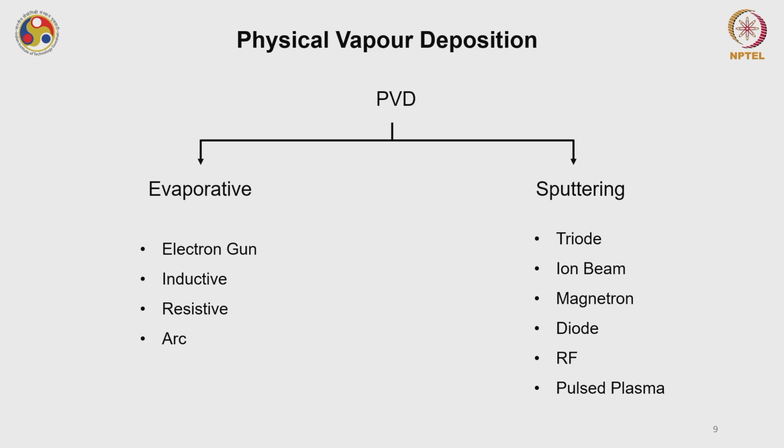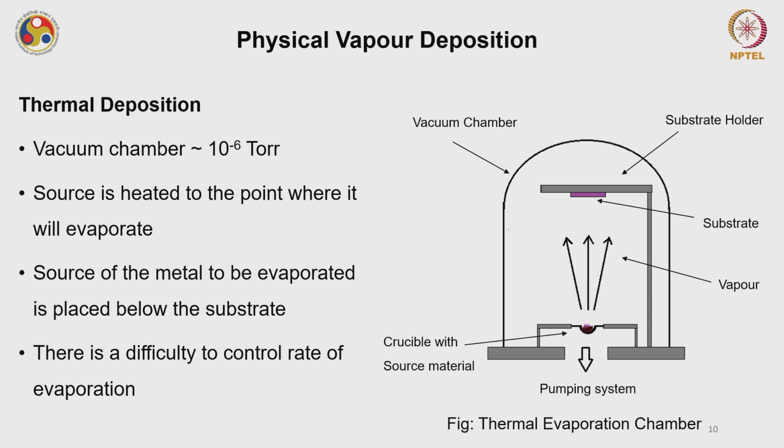Similarly, sputtering can be of various types. A simple DC sputtering, sometimes also known as diode sputtering. Apart from that, you have magnetron sputtering, ion beam sputtering, and so on. RF sputtering is for high frequency sputtering systems. We'll see some of them very briefly. Let's see the thermal deposition first.